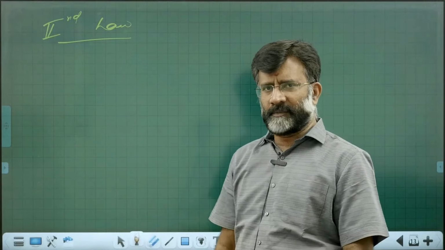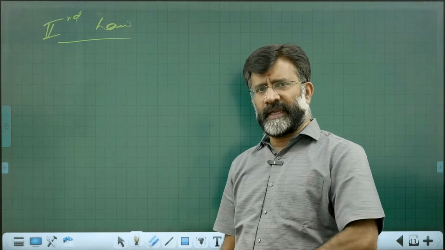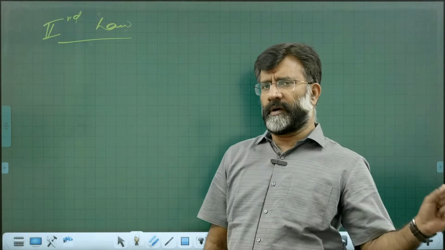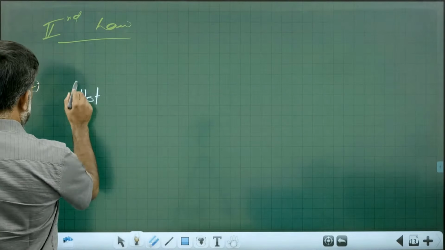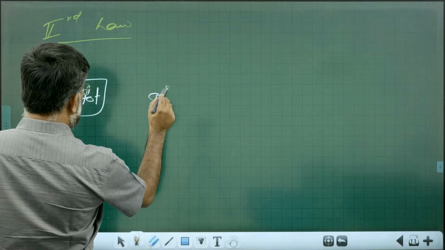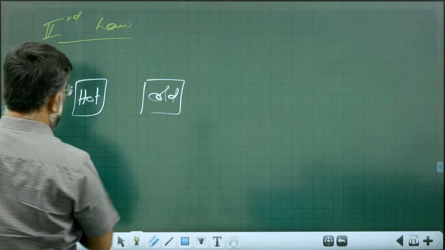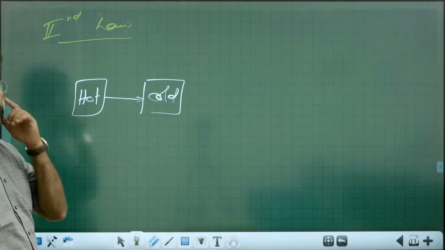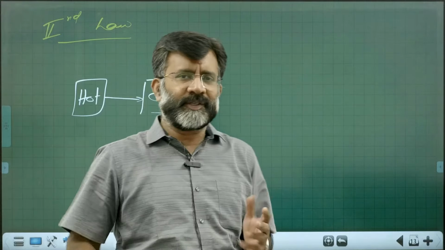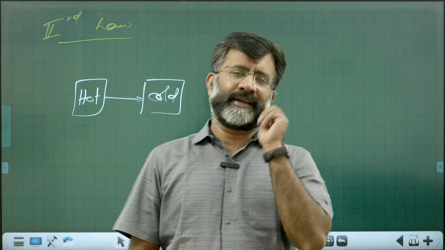It is nothing but the natural flow of heat will be from a hot body to cold body. If you have a hot body which is in contact with a cold body, the natural flow of heat will be from a hot body to cold body. This is the basic idea of second law of thermodynamics.